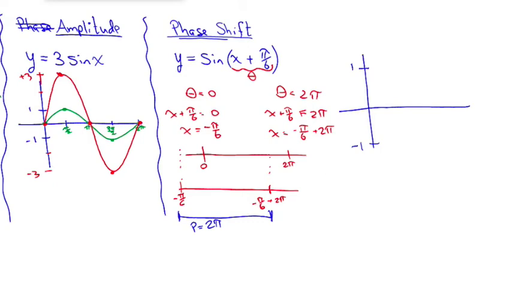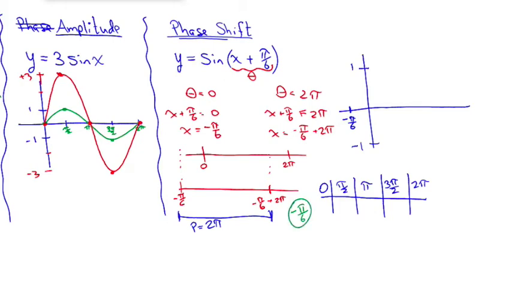So I need my markings. This one's negative pi over 6. What would be my next mark? Here's what you're going to do. You're going to set up a table. Your normal cuts are 0, pi over 2, pi, 3 pi over 2, and 2 pi. Those are your normal cuts. What you need to do to each one of them is shift them by negative pi over 6. So you add negative pi over 6 to each one of them.